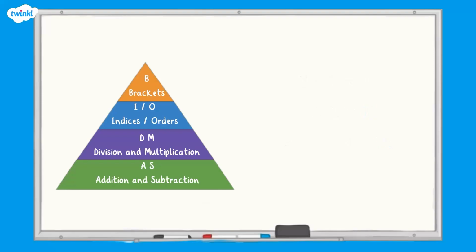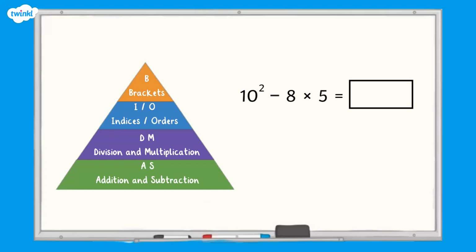Sometimes there are more than 2 operations that need to be carried out in the correct order. We need to work our way down the triangle to decide what to do first. For example, let's look at the calculation 10 squared subtract 8 multiplied by 5. Let's look at our order of operations triangle. The thing that takes precedence is brackets. We have no brackets in this calculation.